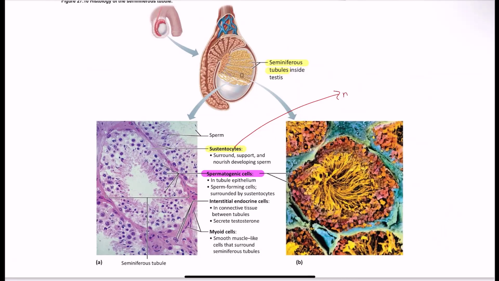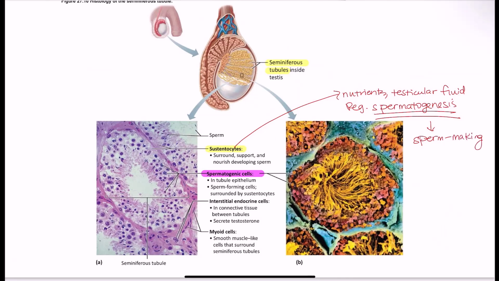So there's nutrients, testicular fluid, which helps the sperm cells move through those seminiferous tubules and out of the testis. And then they also help in regulating spermatogenesis. Spermatogenesis is sperm making. So that's the process of making the gamete, sperm.